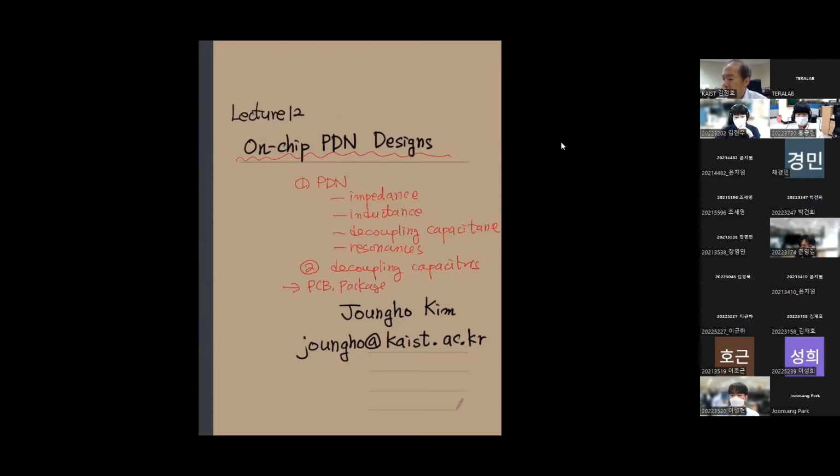And today, I'm going to give a lecture on on-chip PDN designs. As I mentioned before, on-chip PDN is responsible for over gigahertz range switching current. So if you want to reduce the EMI and PSIJ at gigahertz range, this will be very important for 5G networks and high-speed data rate interconnection. So this subject, on-chip PDN designs, is becoming more and more important.